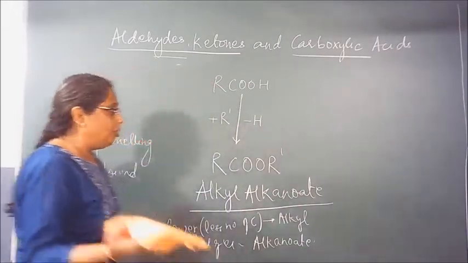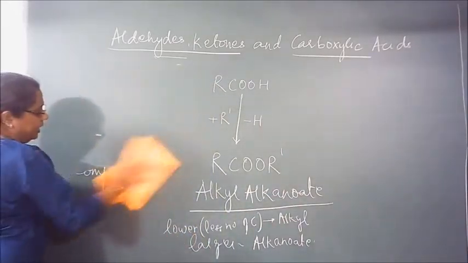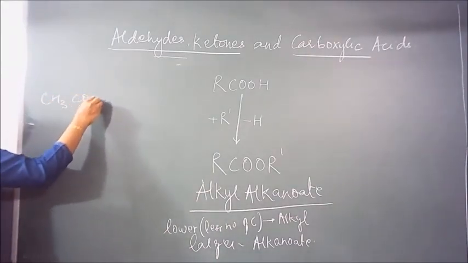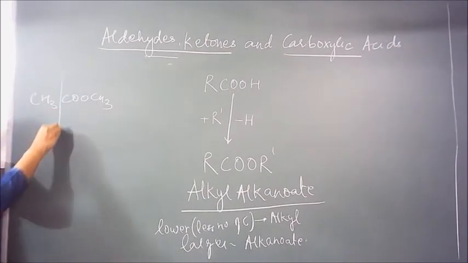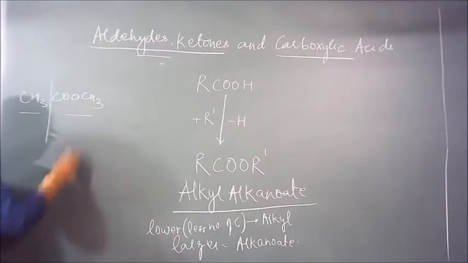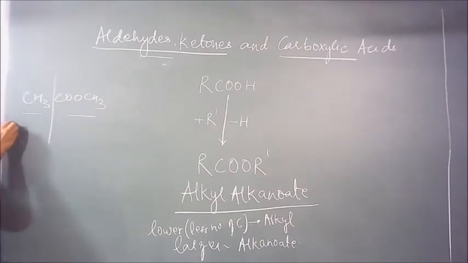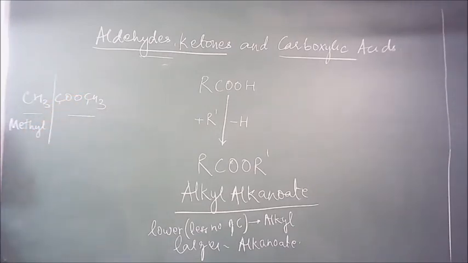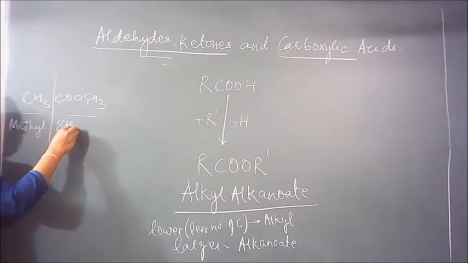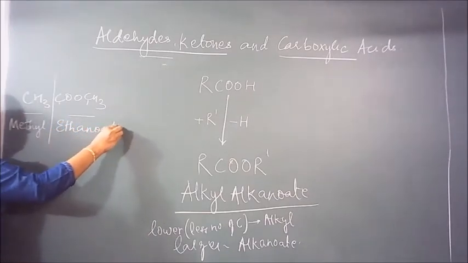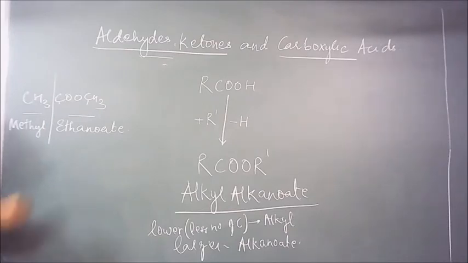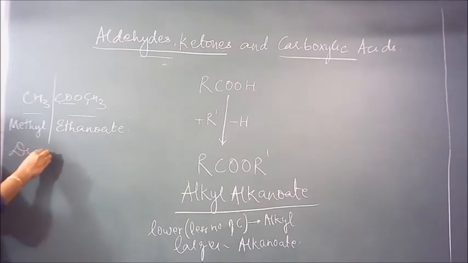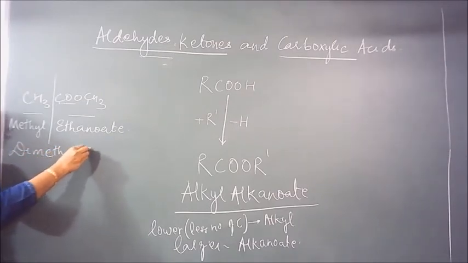Let us understand the naming of a simple ester. The most common ester which we generally talk about is CH3COOCH3. Divide it here. Its common name is dimethyl ester.